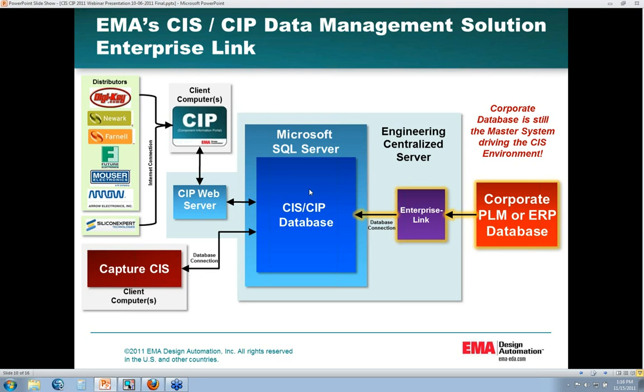So when you're dealing with the Enterprise Link, one thing that it will do is integrate the ERP and PLM, and it mirrors corporate part information or data into the engineering environment.